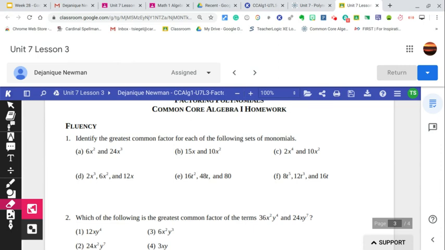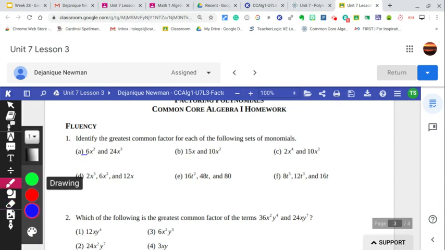To get the greatest common factor, you have to look at the numbers first. So for A, you look at 6 and 24. The factors of 6 are 1, 2, 3, and 6. For 24, it's 1 and 24.